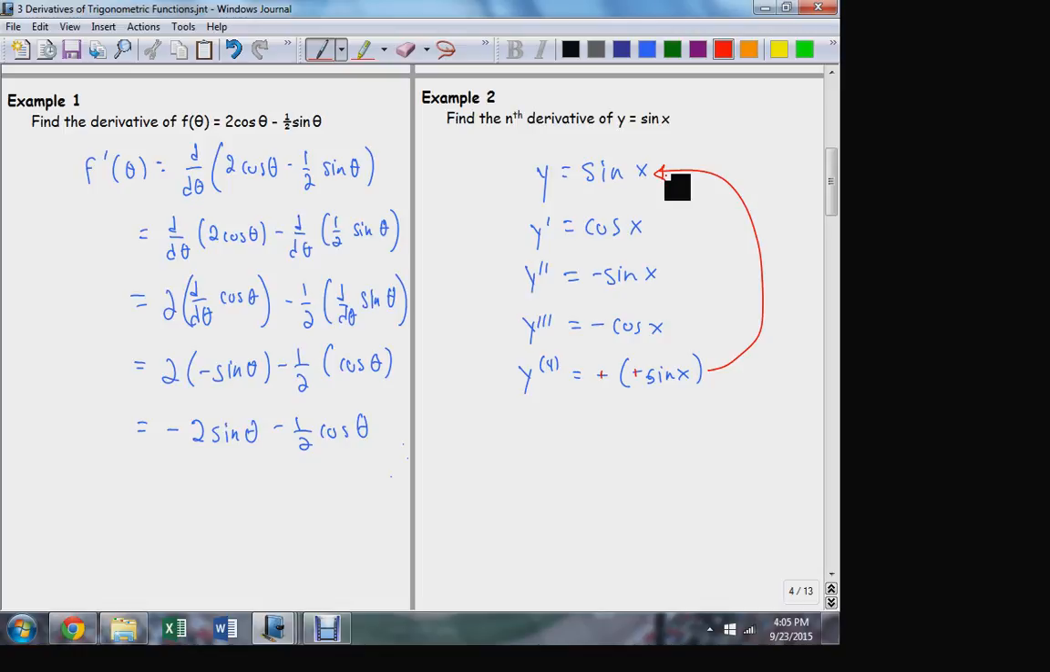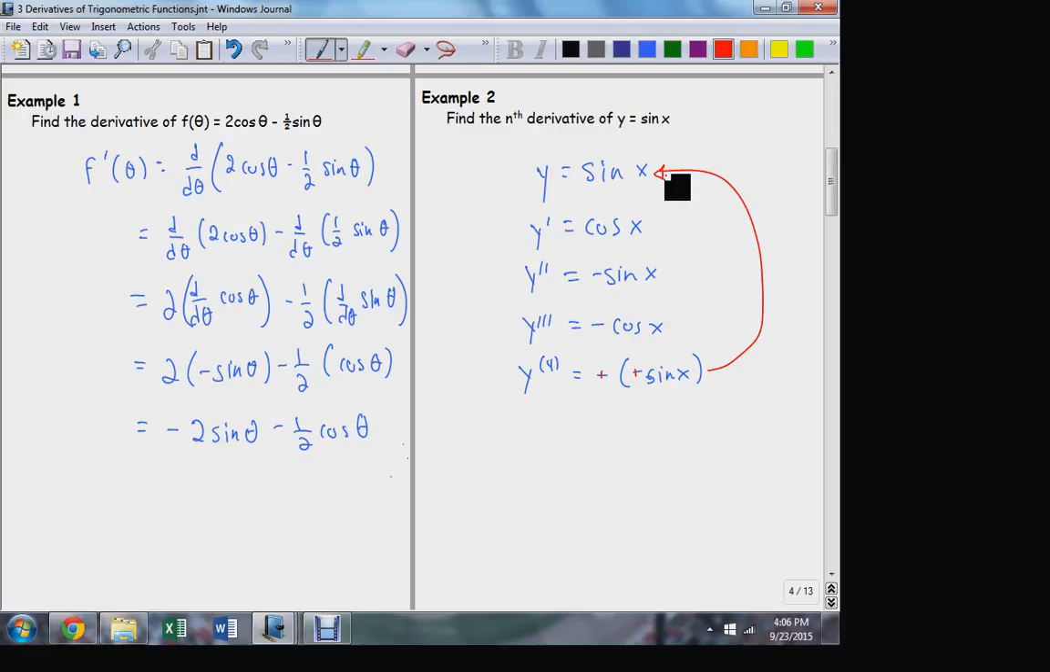Fifth derivative takes me back to cosine. Sixth derivative, minus sine. Seventh derivative, minus cosine. Eighth derivative, I'm back up to sine. And so on and so on and so on. So this is a very interesting type of behavior.